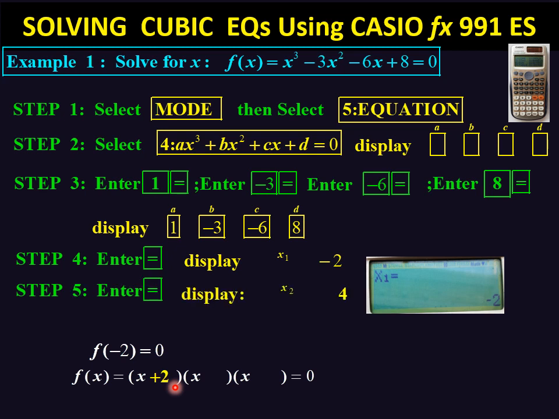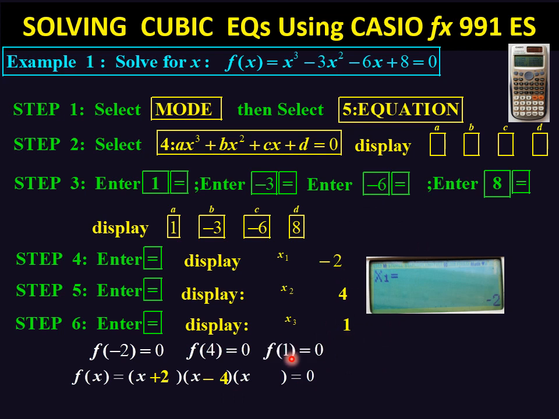We enter equal again, we get another display. That will be x2, 4. I don't have it here. So that means f(4) is 0. In other words, you have a root of 4, but the factor is x minus 4. Press the equal again, you'll get the third value. Remember we said we'll get 3, and that tells you f(1) is 0 again. And if f(1) is 0, remember from the factor theorem, x minus 1 would be a factor. And there you get your three roots: x equals -2, x equals 4, and x equals 1.